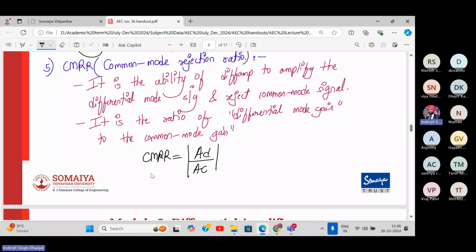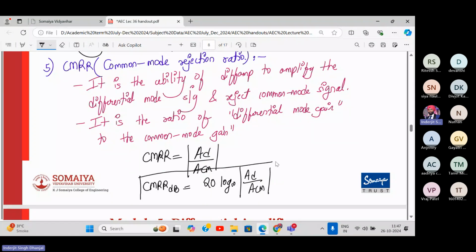Now, normally CMRR value will be very, very high. A very high value can be brought to a lower value by writing it in decibels. So CMRR in dB will be given by 20 log to the base 10 of the mod of differential gain upon common mode voltage gain. So this is ACM, it's AD upon ACM. This is the mathematical formula for CMRR in dB.